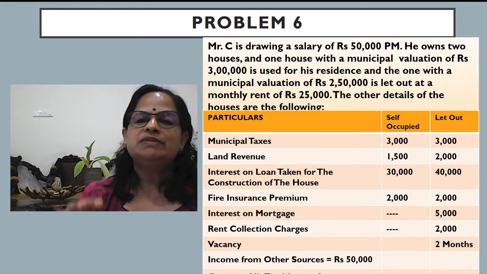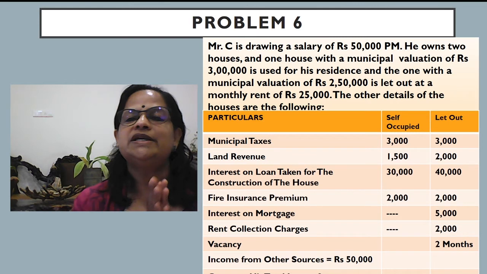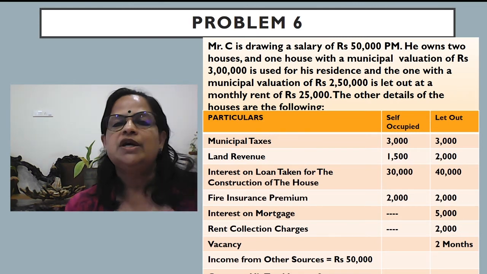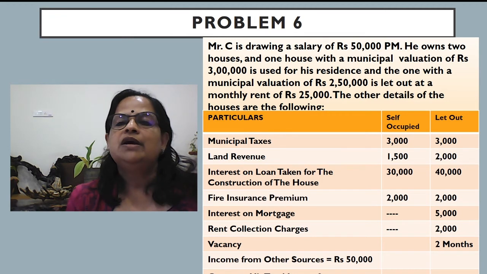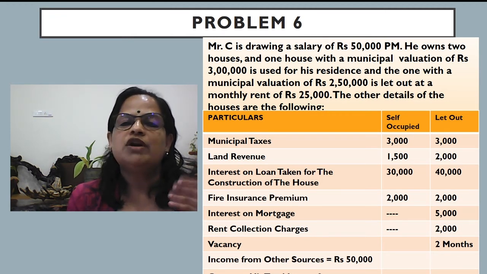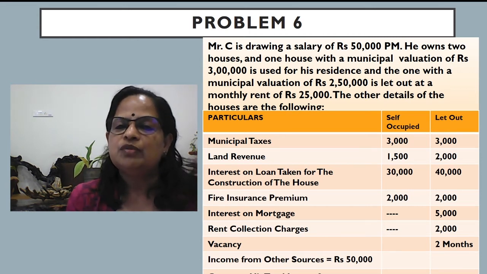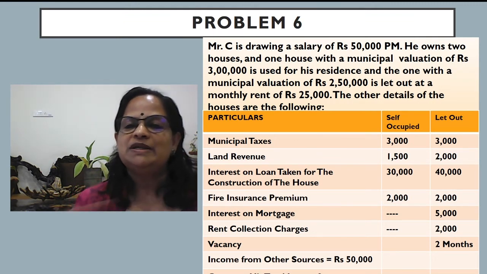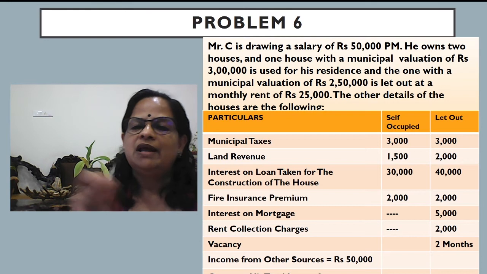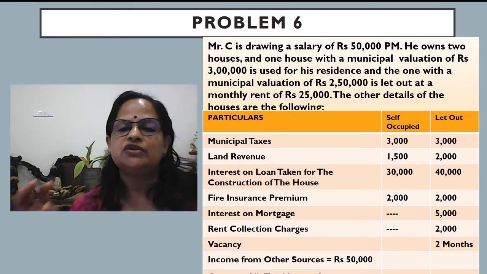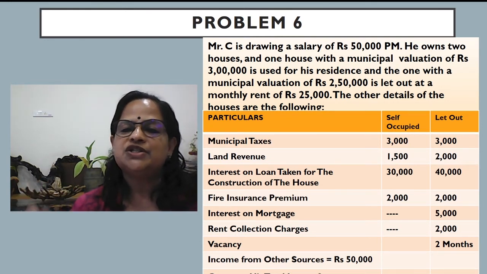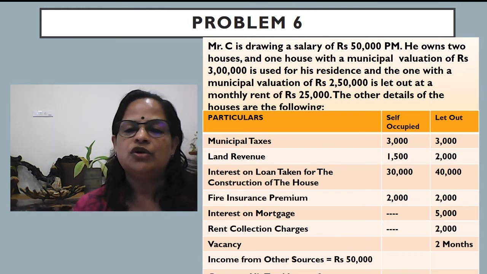Now problem 6, Mr. C is drawing a salary of rupees 50,000 per month. He owns two houses, so salary income is also there, with a municipal valuation of 3 lakhs and used for his residence, and one with a municipal valuation of 2,50,000 is let out on a monthly rent of rupees 25,000. Other details of the houses are the following. So municipal taxes, both the houses are there. Land revenue 1,52,000. Interest on loan taken for the construction of the house 30,000, 40,000.